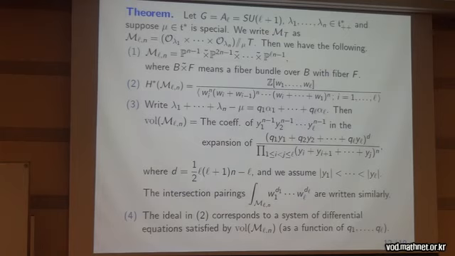And from this, we can derive the similar formula for the intersection pairings, because recall that the symplectic volume of ML was a generating function of the intersection pairing like this. So we can get similar formulas from this.